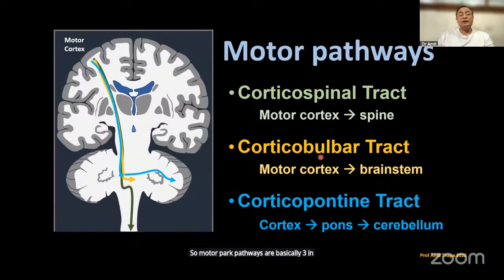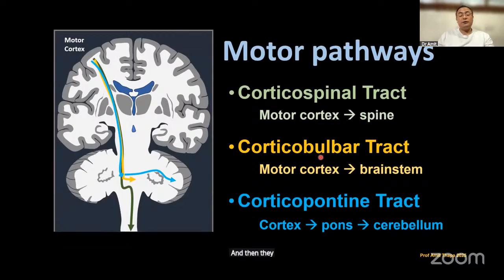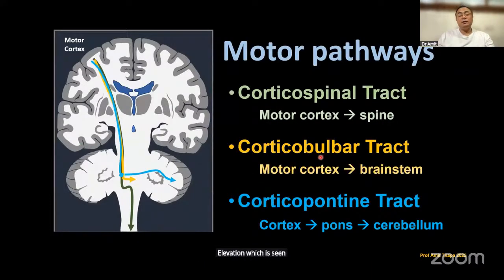So the corticospinal tracts are very much laterally arranged in the crus cerebri, and then they continue further in the pons, and then go into the medulla. Towards the lower end of the medulla, they decussate and go to the opposite side. So these are the pyramidal elevations which are seen on the medulla oblongata.